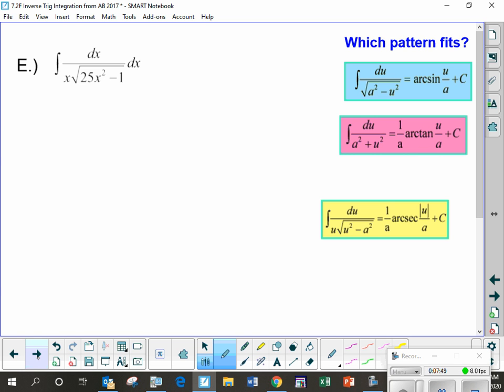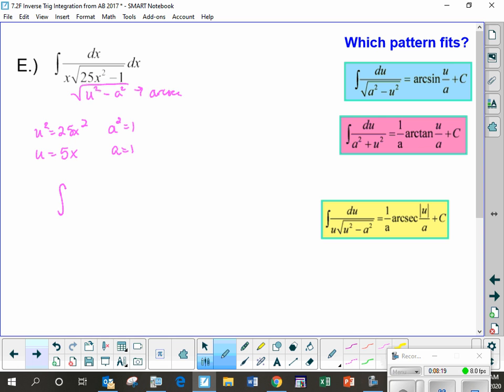What do you think this looks like? To me, I'm seeing function minus constant. I'm seeing u squared minus a squared. And that leads me to believe I'm in arcsecant mode. So now let's set up. Our u squared is 25x squared. That means u is 5x. Our a squared equals 1, so a is 1.